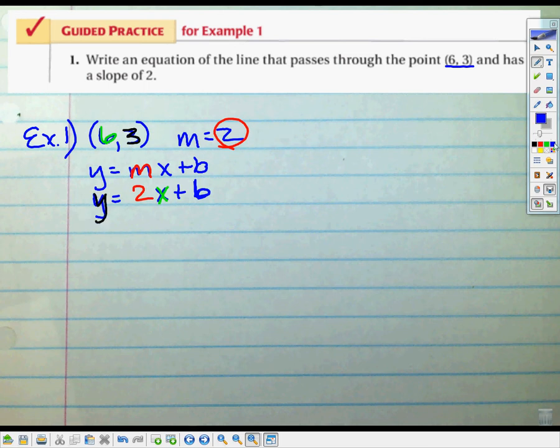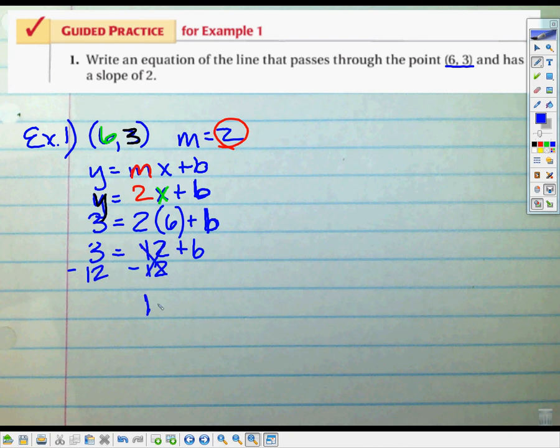Then we end up with an equation that looks like this: 3 equals 2 times 6 plus b. Solving this, if we multiply the 2 and the 6 together, we get 12 plus b. The key thing is now we have just one variable left. We can solve this equation to find out what b is. b equals 3 minus 12, which gives us negative 9.